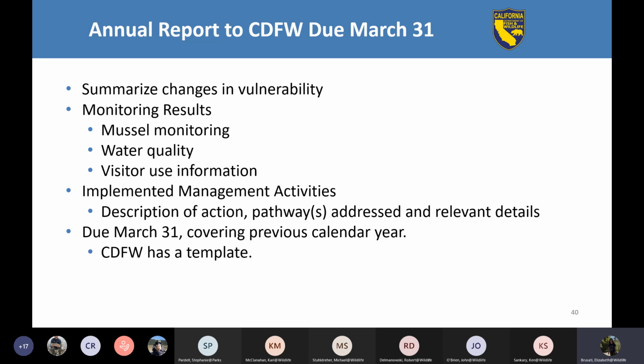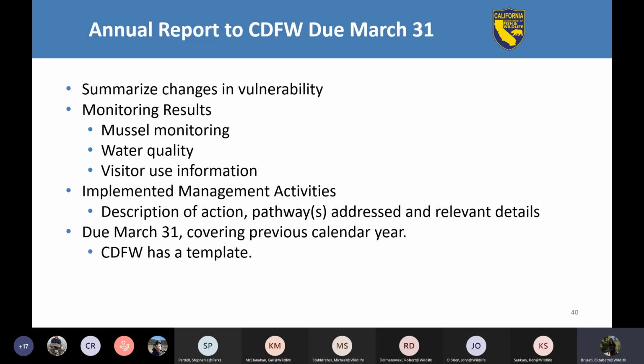You also need to include a summary of your monitoring results. And we would like to receive a copy of your results in a spreadsheet or however you compile them to include in our statewide database. So please give us any monitoring from your mussel monitoring, your water quality, and also include information on visitor use in your report.